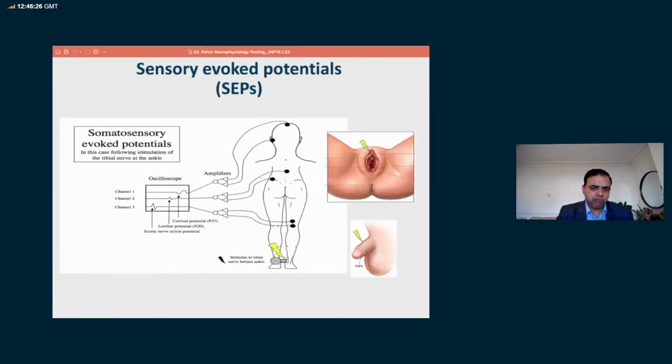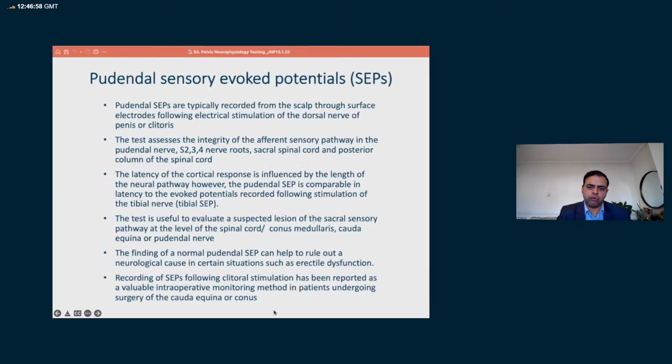Moving on to evoked potential studies. So this is now involving electrical stimulation, and the standard test is to stimulate the tibial nerve and record, by repeated stimulations of around 150, a burst of 150 runs of electrical stimulus, which is delivered at around 3.1 hertz, and recording from the somatosensory cortex. Now, instead of the tibial nerve, one could stimulate over the clitoris or the dorsal clitoral nerve, or over the penis, the dorsal penile nerve, and one gets the pudendal sensory evoked potentials.